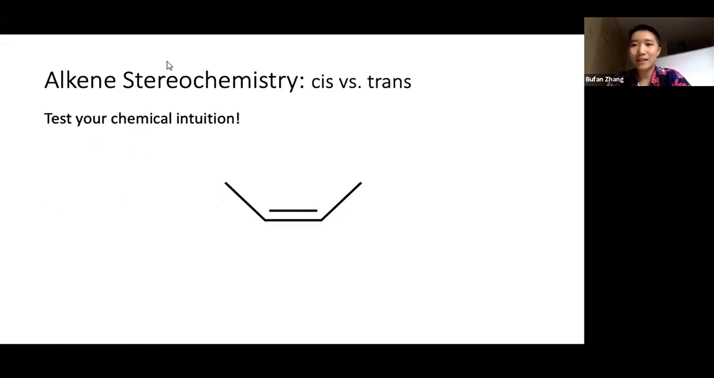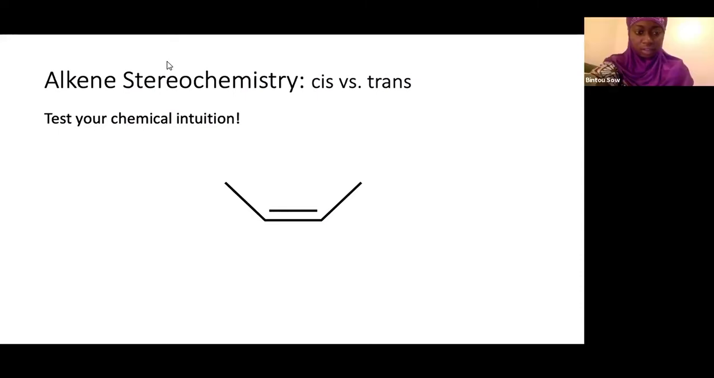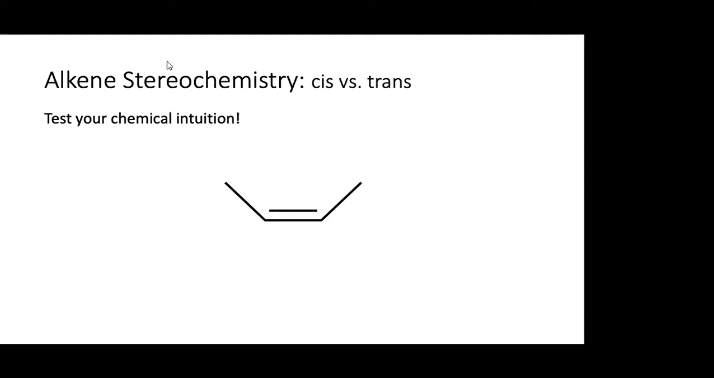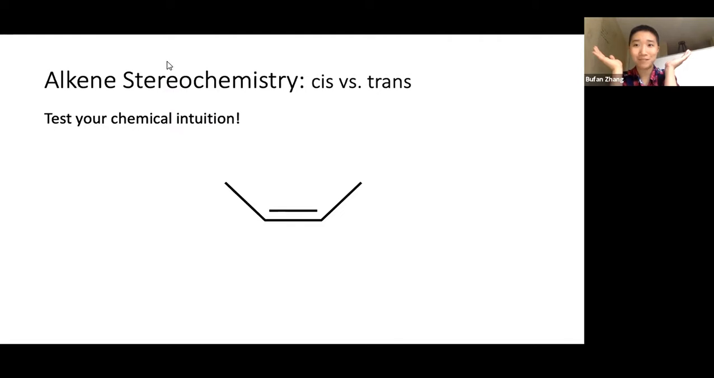Okay, instead of me telling you what cis and trans are, I'm going to test your chemical intuition. So here's a picture of an alkene. Tell me if it's cis or trans, just shout it out. It's okay if you get it wrong because you don't even know what they are. Just tell me what it is. And I'm going to sit here and wait until somebody says something. Is this cis? It's cis, right? Why is it cis? Because it looks like this, right? Everybody's pointing up. Okay, so good.